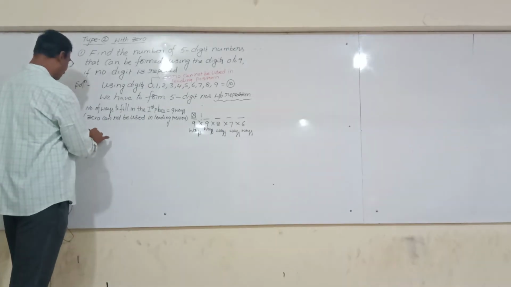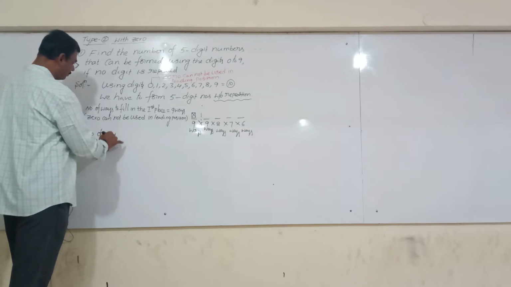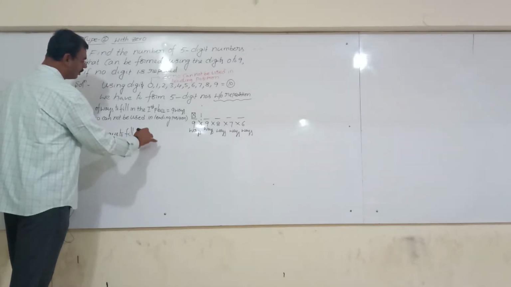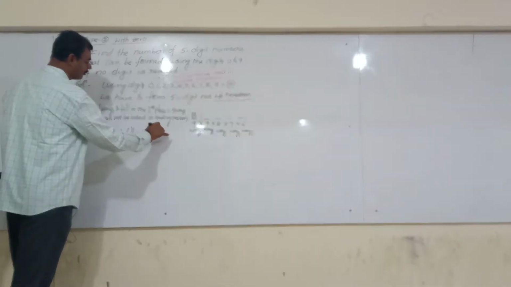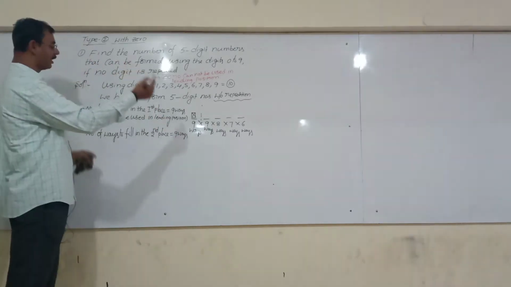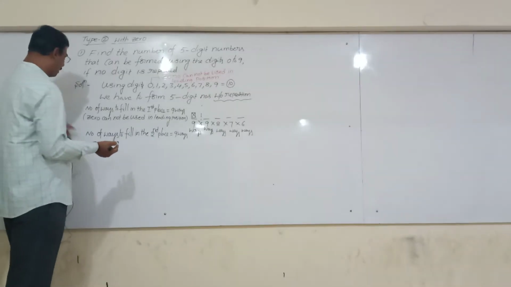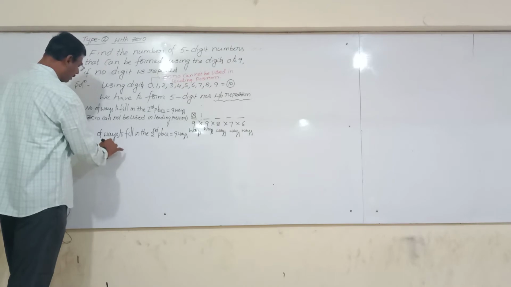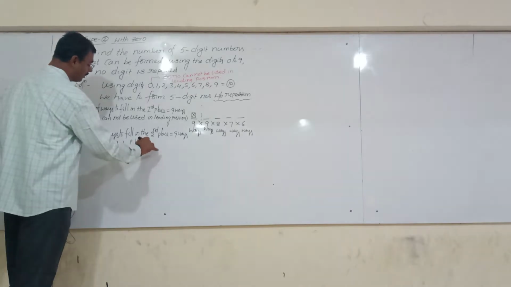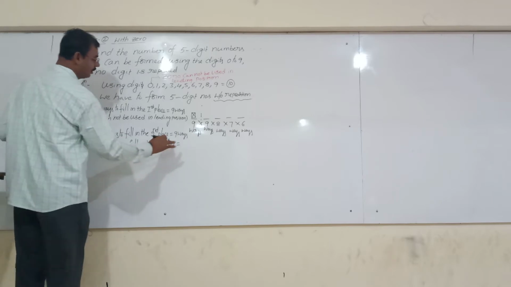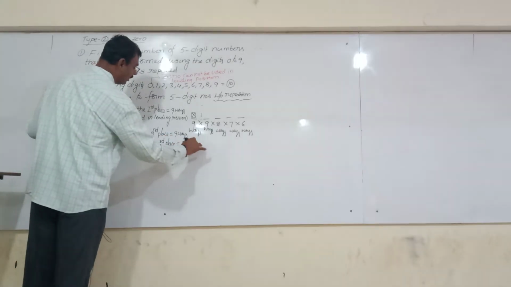Similarly, we should write: number of ways to fill in the second place. This can also be done in 9 ways. Why? Because in the second place 0 is allowed. Follow the rest of the numbers step by step. Number of ways to fill in the third place is equal to 8 ways.